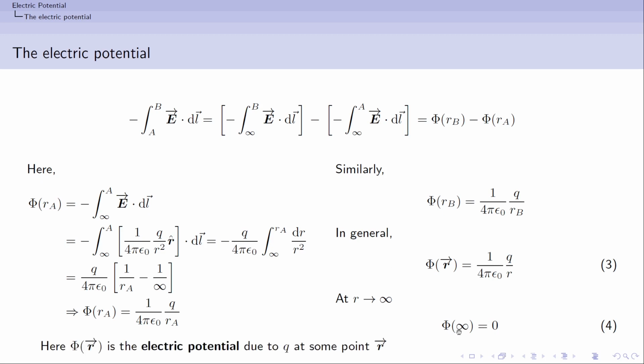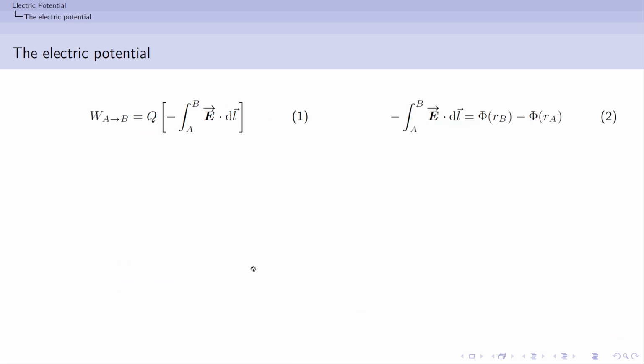So this quantity phi of r, as I have already mentioned briefly earlier, is what is called the electric field due to this point charge q at some position r. Sorry, not electric field, the electric potential due to some point charge q at some point r. So this is basically the electric potential. But now we need to give it a more formal definition. So let's go ahead and define this formally.